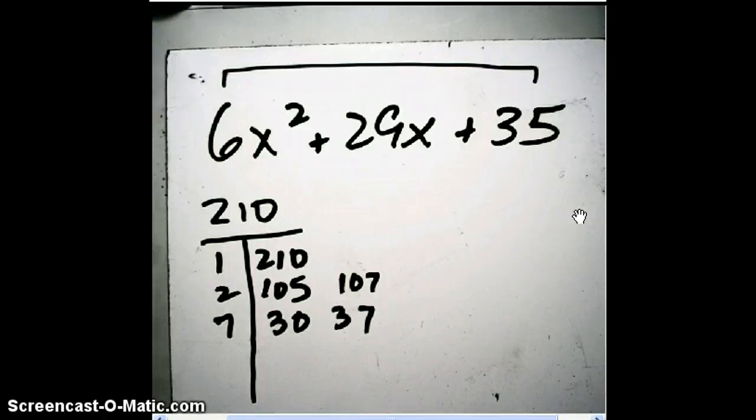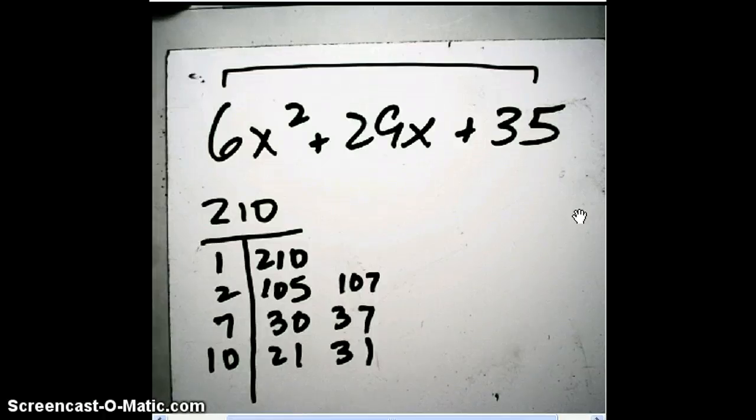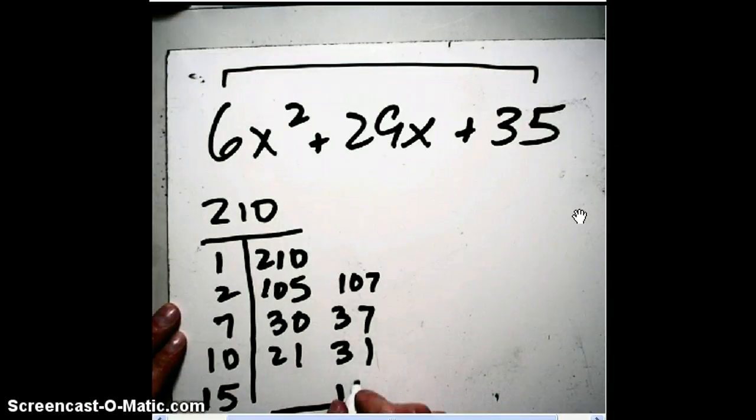Okay, let's see. How about 10? That would be 21. What would that be? 31. Seems like we're going in the right direction, right? We want to try to get a 29. Now I'm trying to figure this out. How about 15? Will 15 go into 210? Now you could do this old school, 210 divided by 15. 15 goes into that once with 6 left over. Does 15 go into 60? Why, yes, it goes 4 times. Now, notice these two numbers.